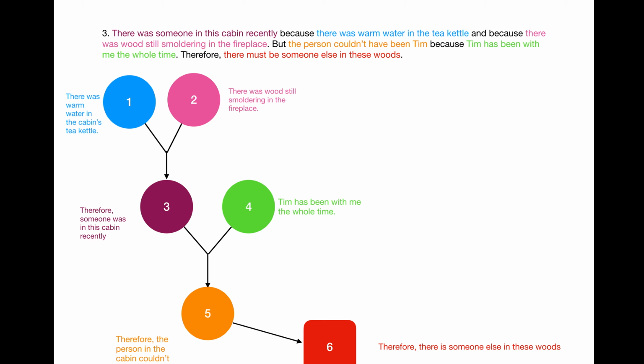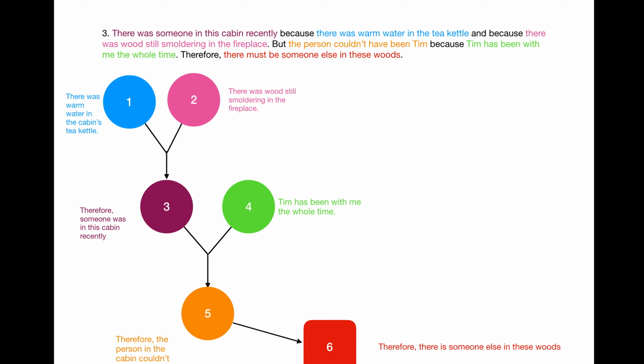So the first thing we do is we find our conclusion. The therefore is going to indicate that this is our final conclusion, okay? So our conclusion is there must be someone else in the woods, okay? So why must there be somebody else in the woods? That's the question we're trying to answer. So we've got to prove that. So we look at all our premises. There was someone in this cabin recently. How do we know that there was someone in this cabin recently?